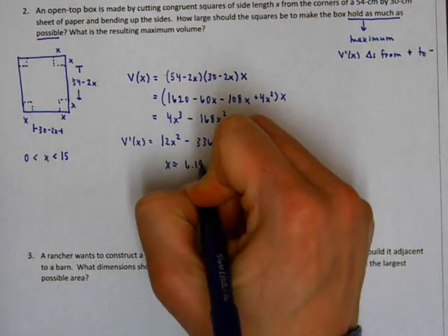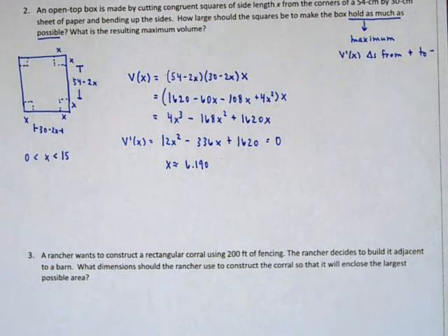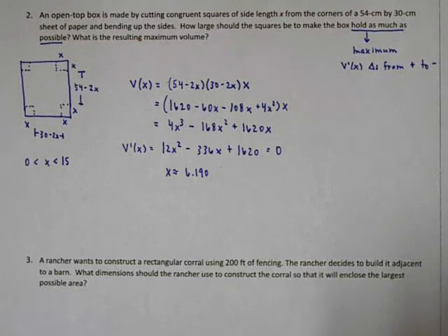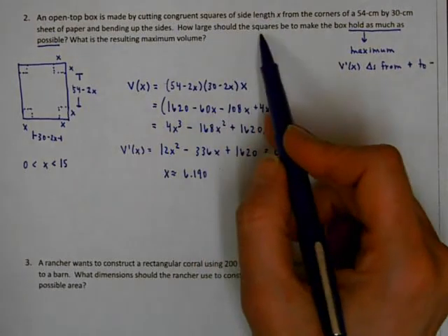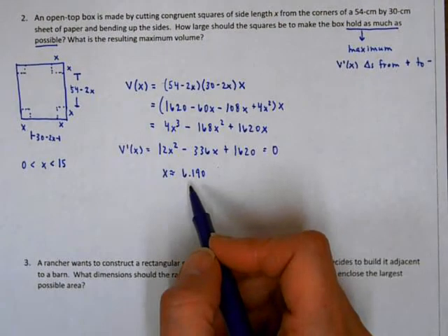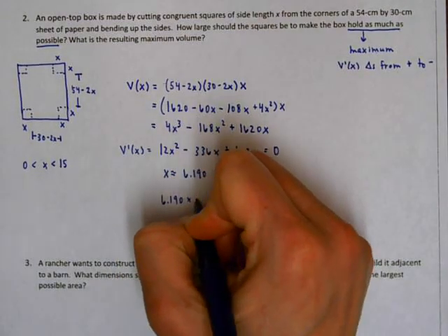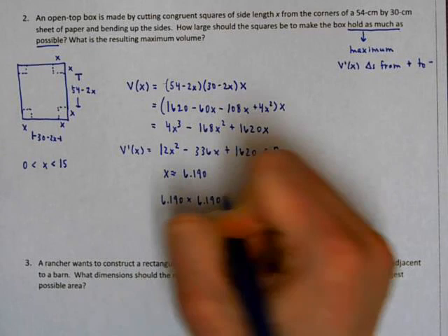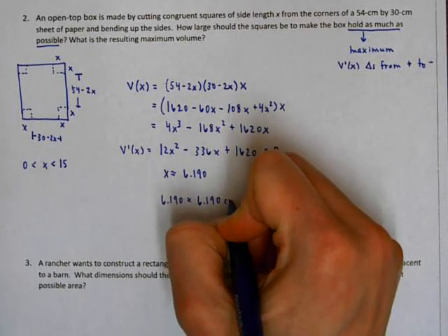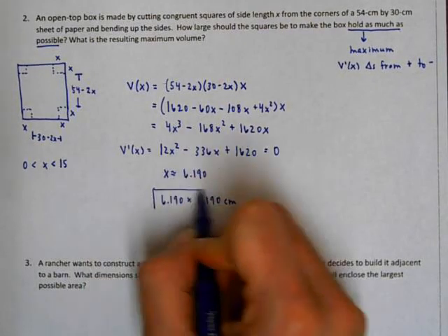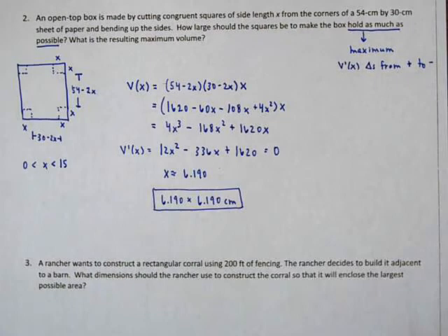Now, we could have used quadratic formula and we would have gotten the same thing. So my first question said, how large should the squares be? Well, our squares should be then 6.190 by 6.190 centimeters. That would be the size of the squares.